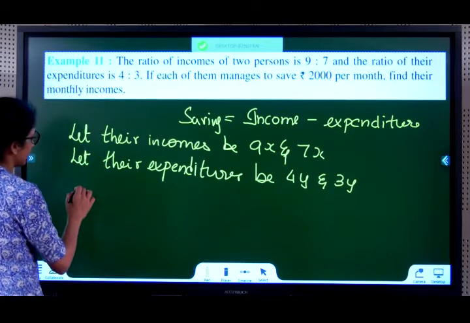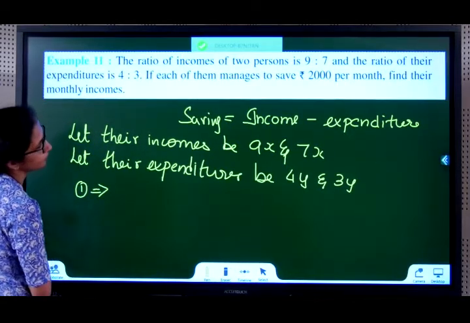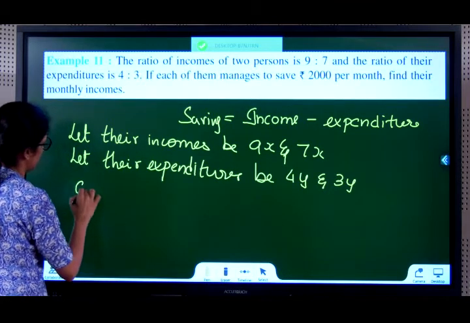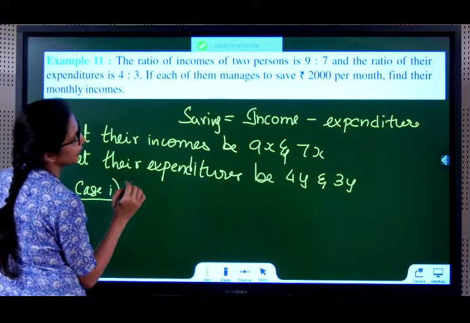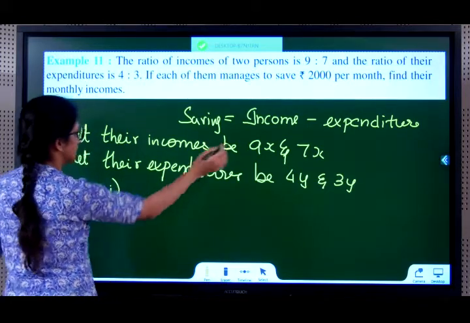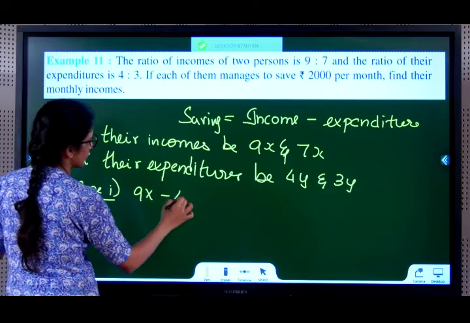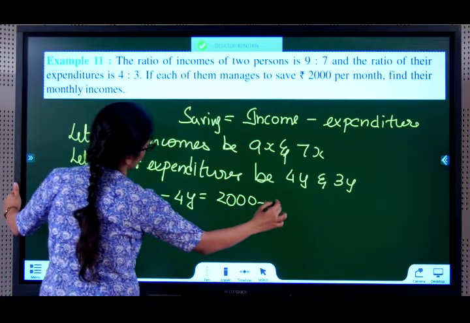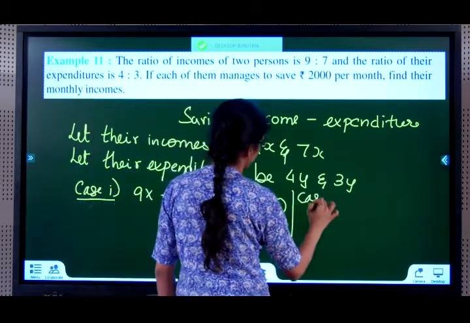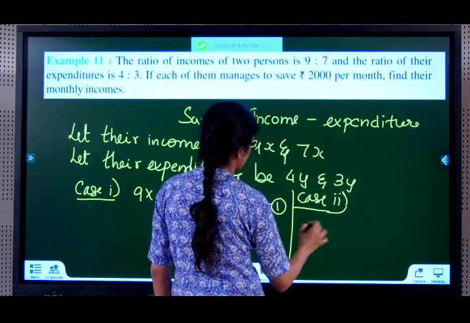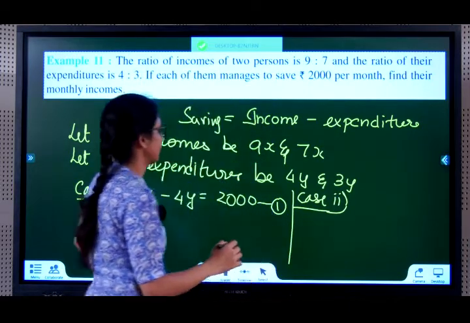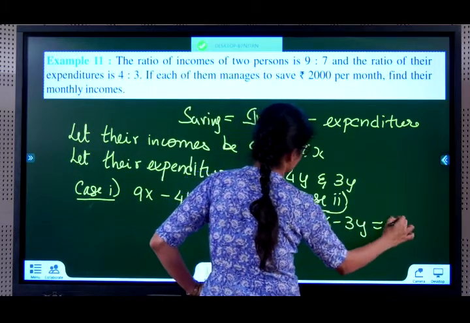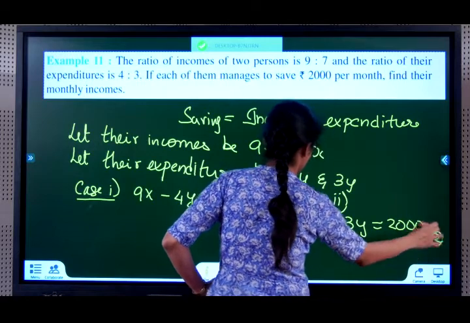So I can say for case 1, for the first person, income, how much is the income? 9x minus expenditure is 2000. Let's call this equation 1. Similarly, case 2, income 7x minus 3y is also 2000. Let's call this equation 2.